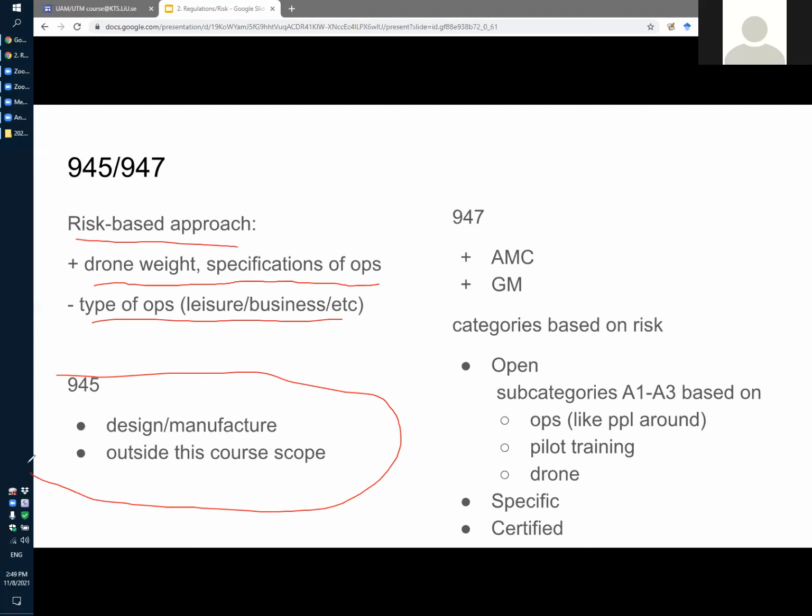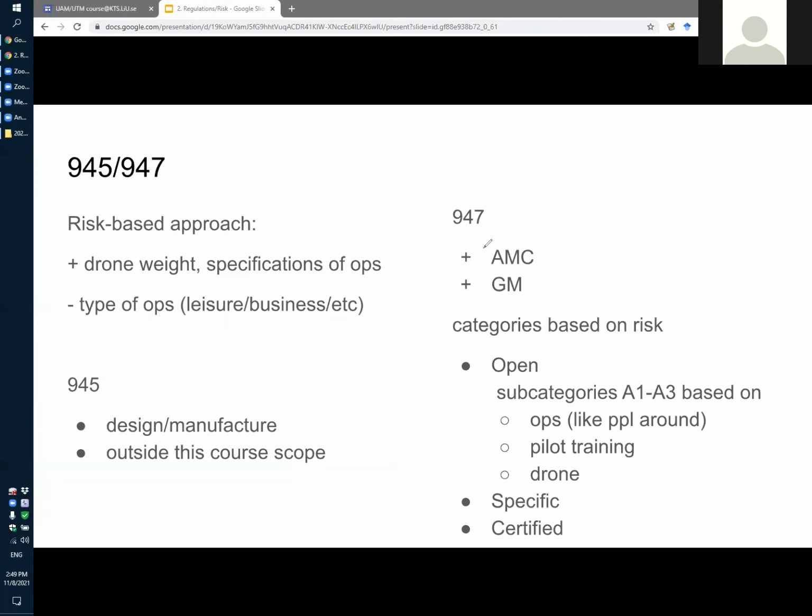Now 945 is out of our scope. As I said, it's more for manufacturers. 947 is something we look at with some details, also at its acceptable means of compliance and guidance materials. Basically, it defines three categories of drones. They're all based on risk. Again, risk-based approach, that's what it is.